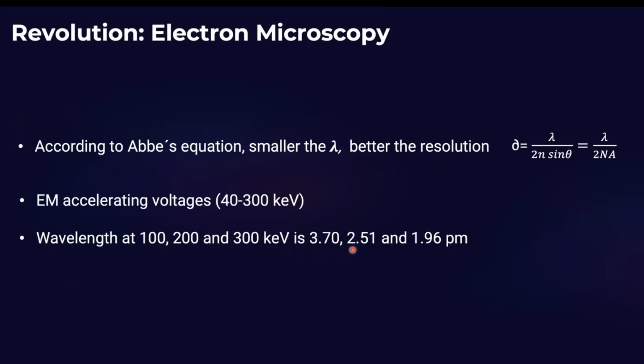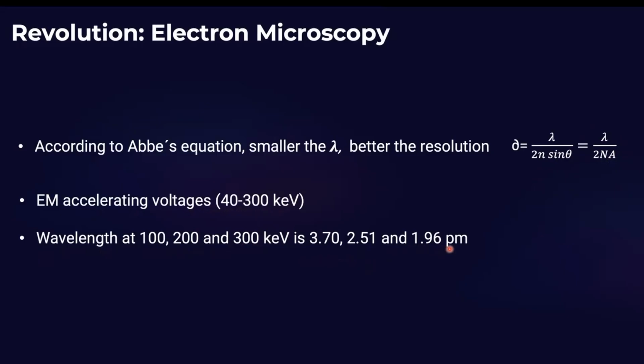So we can go back to Abbe's diffraction limit, the same equation. And today, routinely, electron microscopes, we look at how they work soon, use 40 to 300 kilo electron volt accelerating voltage. So if you substitute 100, 200, 300 kilo electron volt here, then we end up getting a wavelength of up to 1.96 picometer. Now we can go to atomic level resolution.